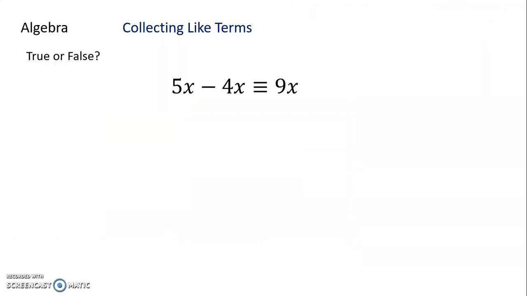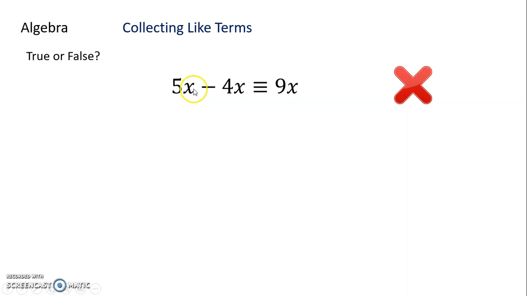So now we're going to have a play with true or false. So pause the video if you need a bit more time to think. Question number 1 then, 5x subtract 4x is identical to 9x. Decide whether this is true or false. So you should have decided that this is false.